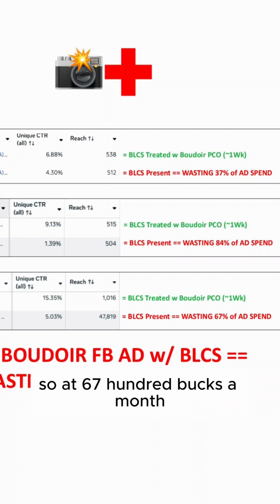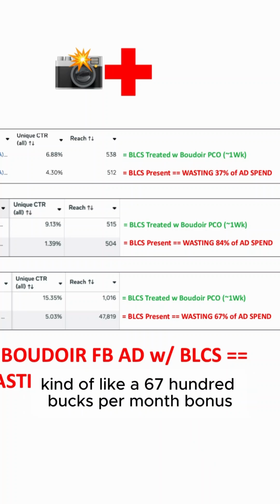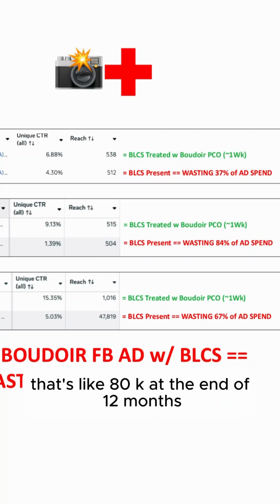So at 6,700 bucks a month, he no longer has to burn it, keeps it in his pocket, kind of like a 6,700 bucks per month bonus. That's like 80K at the end of 12 months.